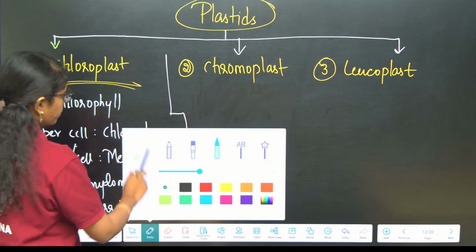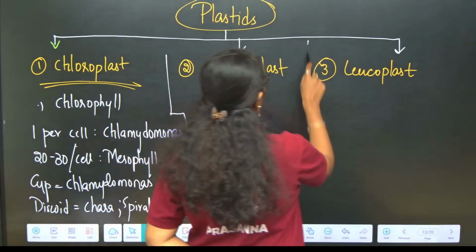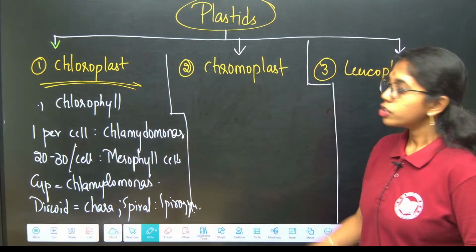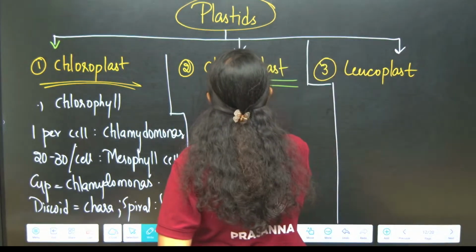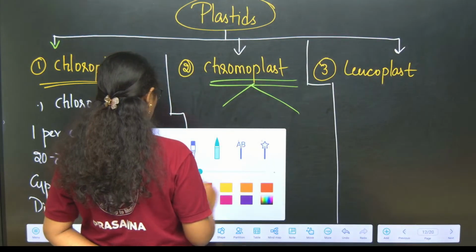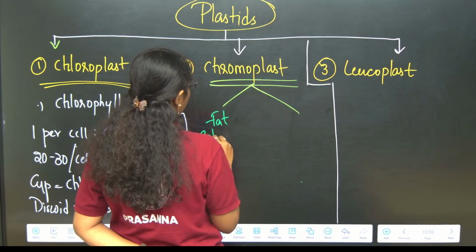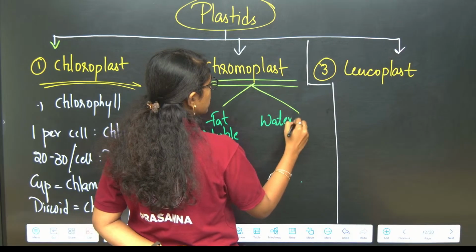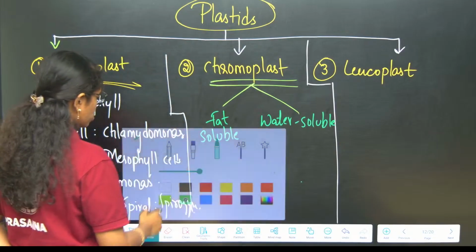And next is chromoplast. Chromoplast is the one which gives different colors, right? So the color is based on the pigment. Colored pigments can be fat soluble pigments or water soluble pigments. Two types of pigments are there, fat soluble or water soluble pigments.